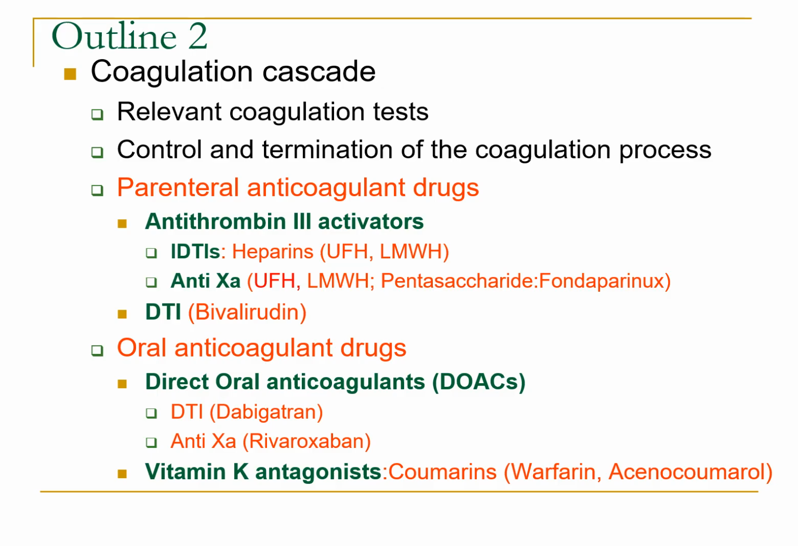The antithrombin 3 activators, we have the IDTI for heparins: unfractionated heparin and low molecular weight heparin. What is IDTI? It is indirect thrombin inhibitors. Why is it indirect? Because we are inhibiting thrombin, but indirectly. How is this happening? This is happening by activation of antithrombin 3. This is in contrast to DTIs such as bivalirudin, or dabigatran, which is an oral anticoagulant. DTIs are direct thrombin inhibitors because they simply inhibit thrombin directly rather than through activation of antithrombin 3.